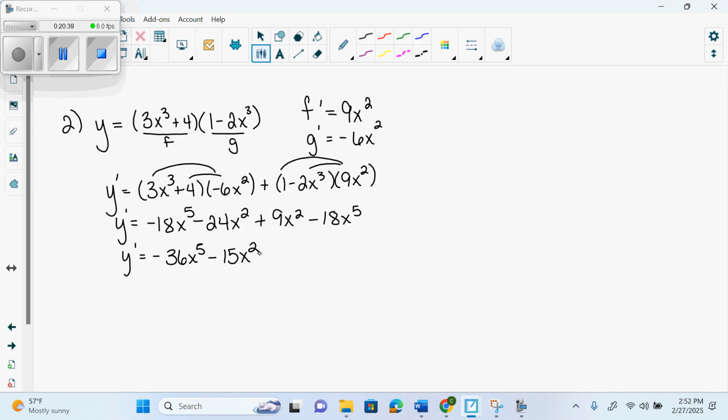Sometimes in the book or on a test, they might take your answer at the end and GCF out things if they can. So in this one, we could take out a negative 3x squared and be left with 12x cubed minus 5. And the reason why they do that is for the next unit when we have to find critical numbers. We have to find the critical numbers because where the first derivative equals 0 or where max and mins are located, right? So if you can take out a GCF, you do.